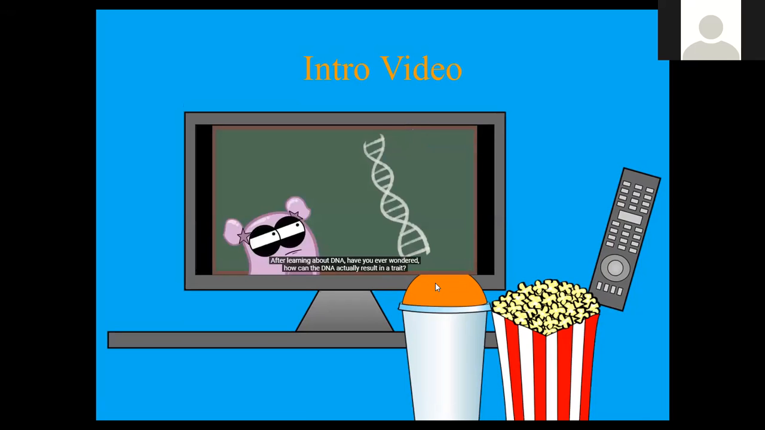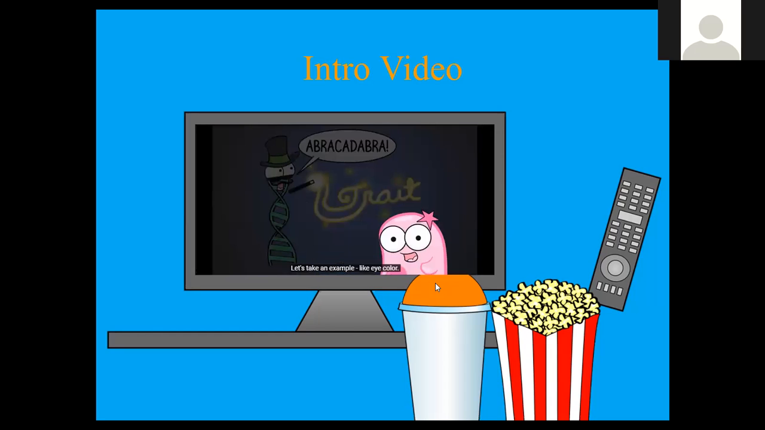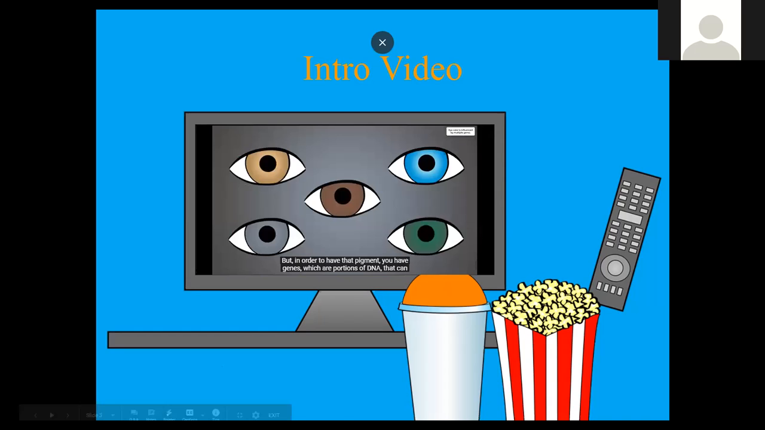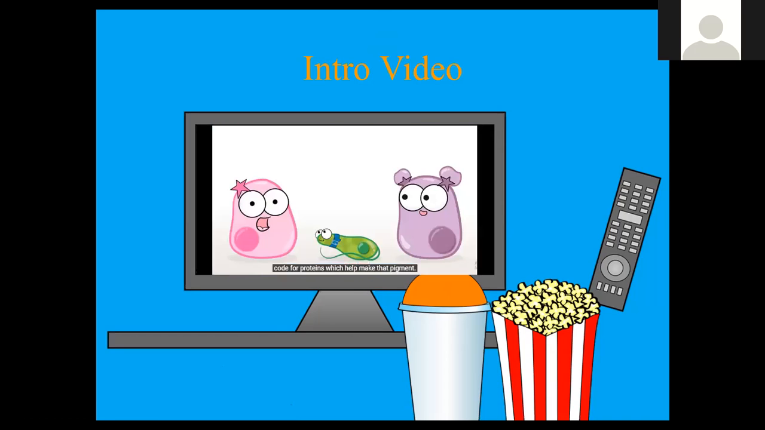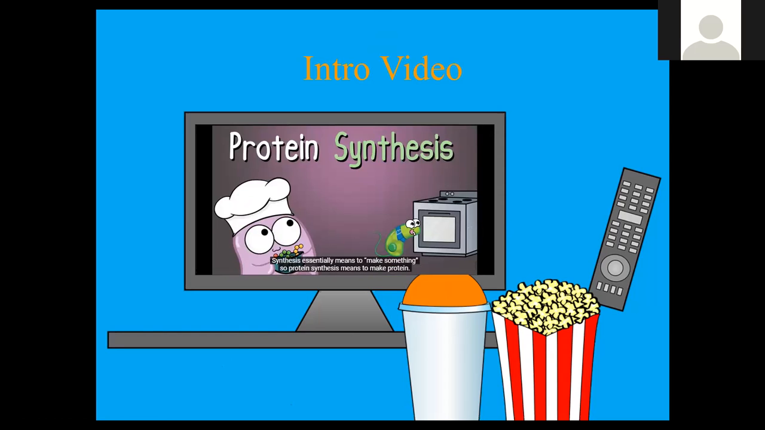After learning about DNA, have you ever wondered, how can the DNA actually result in a trait? Let's take an example, like eye color. Yes, your DNA has the genetic information that codes for the color of your eyes. Your eye color is based on the pigment that is inside the eyes, but in order to have that pigment, you have genes, which are portions of DNA that can code for proteins, which help make that pigment. So what we're going to talk about is how your DNA can lead to the making of a protein. This process is called protein synthesis. Synthesis essentially means to make something. So protein synthesis means to make protein.